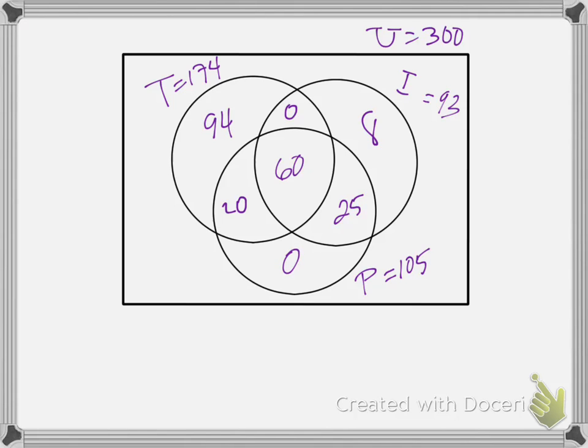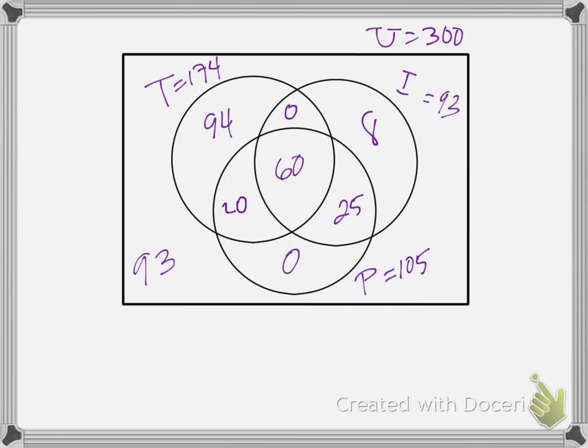Okay, and now what about the outside of the circles? Are there any people that didn't use either the travel agency or the internet or the phone? We have to add 94 plus 20 plus 60 plus 25 plus 8 and see if it adds up to 300. If not, then the missing quantity is the one that goes outside the circle. We subtract from 300 and we get 93. 93 persons use neither of these services.